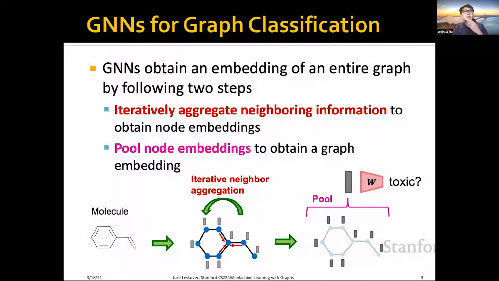And just to review how GNNs can be used for graph classification. GNNs obtain an embedding of the entire graph by following two steps. First, given this molecular graph, let's say a molecule, we obtain the embedding of each node by iteratively aggregating neighboring information. Once we obtain this node embedding, we can pool it globally to obtain the embedding of the entire graph. Then we can apply a linear function on top of it to predict whether this entire graph is, let's say, toxic or not.